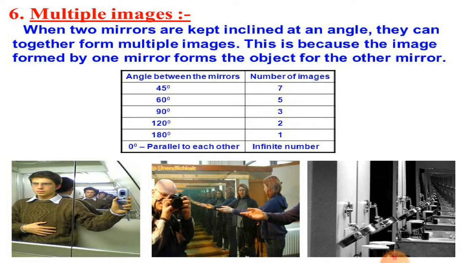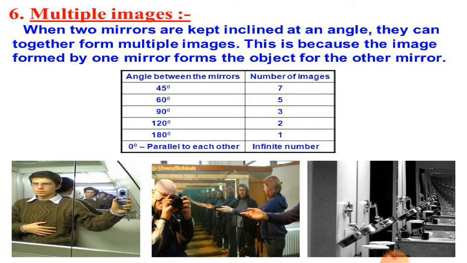Here there is a table given to you, in which the first column shows the angle between the mirrors and the second column shows the number of images formed. If the angle between the mirrors is 45 degrees, then the number of images is 7. If 60 degrees, the number of images is 5. If 90 degrees, then 3. If 120 degrees, then 2. And if it is 180 degrees, then the number of images is 1.